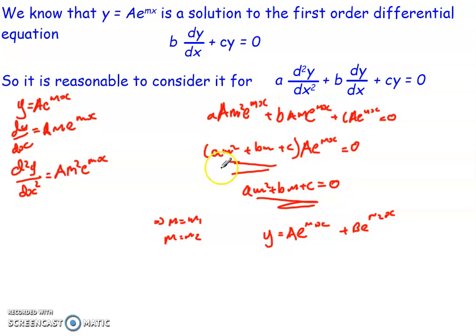Now this equation here, am squared plus bm plus c equals 0, is what's called the auxiliary equation. This determines the type of solution that we can get. Now because it's a quadratic, we know that there are three types of solutions: two distinct real roots, one repeated root, or two complex roots. Each of these has a different outcome and a different solution for the overall equation y. What we're going to focus on in this first case is when we have two real distinct roots.